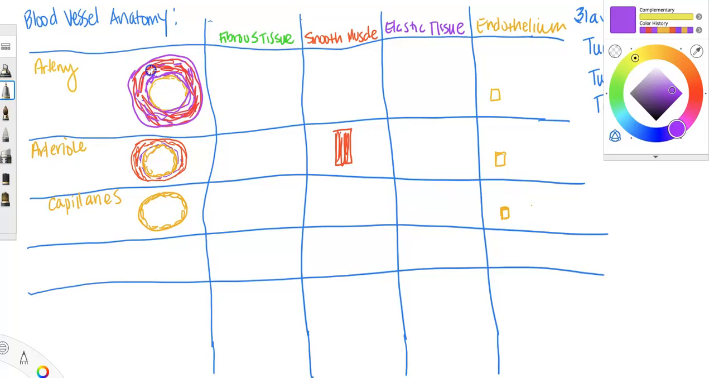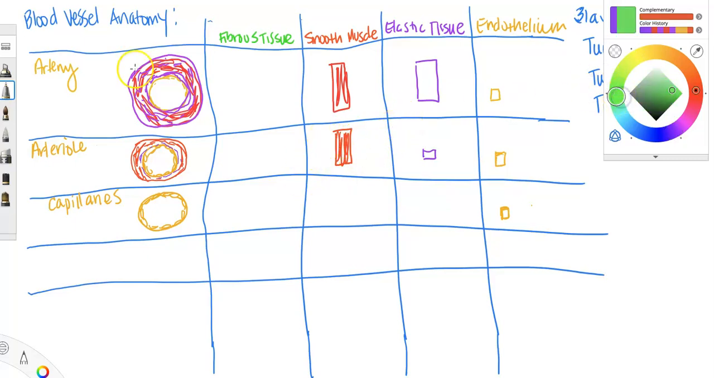So arteries are very elastic. They have a lot of smooth muscle, probably the most, and they have a good amount of elastic tissue. Arterioles have a little bit, just a tiny bit. All right, so those are the arteries.